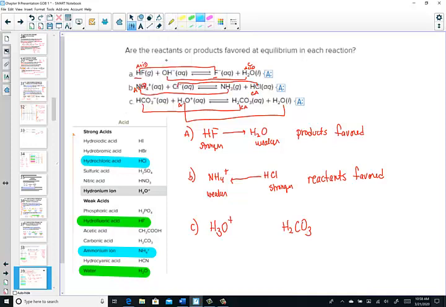Now let's use our tool page to find the strengths. H3O plus, highlighted here. H2CO3, highlighted here. The higher up means the strength of the acid is greater. So H3O plus is a stronger acid than H2CO3. Therefore, strong always points towards weak, and therefore products would be favored. Did you get them? Oh, give yourself a big old star. It just feels good.